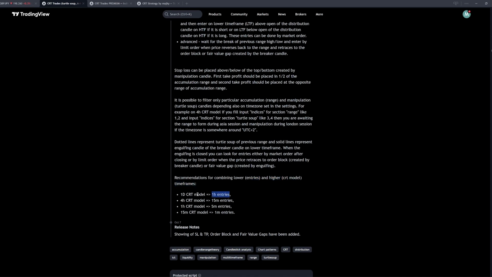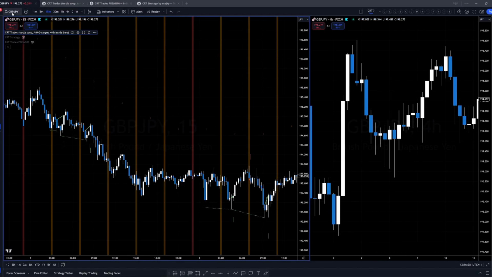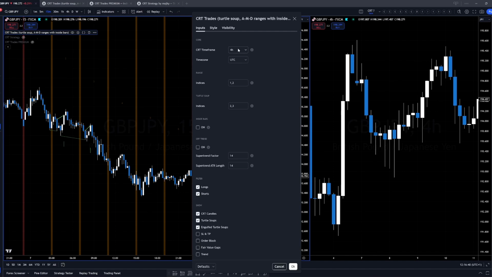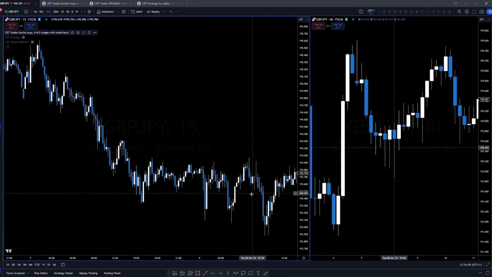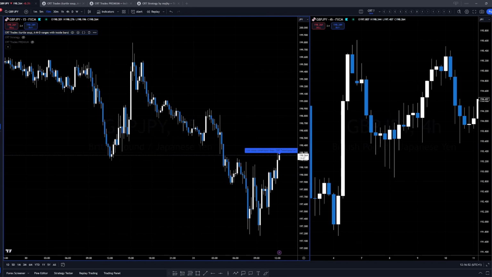So, recommendations for combining lower entry and higher CRT model timeframes: for 1 hour entries, you should use the 1 day CRT time frame, or the higher time frame. For 15 minutes, you should use 4 hour. For 5 minutes, you should use 1 hour, and for 1 minute, you should use 15 minutes. As we can see here, we are using the 15-minute entry time frame, which is this, and we are using the 4 hour higher CRT time frame. But you can change it to, for example, 1 hour if you're on the 15 minutes, but you can't change it to the same because it doesn't make sense. You are then getting errors.